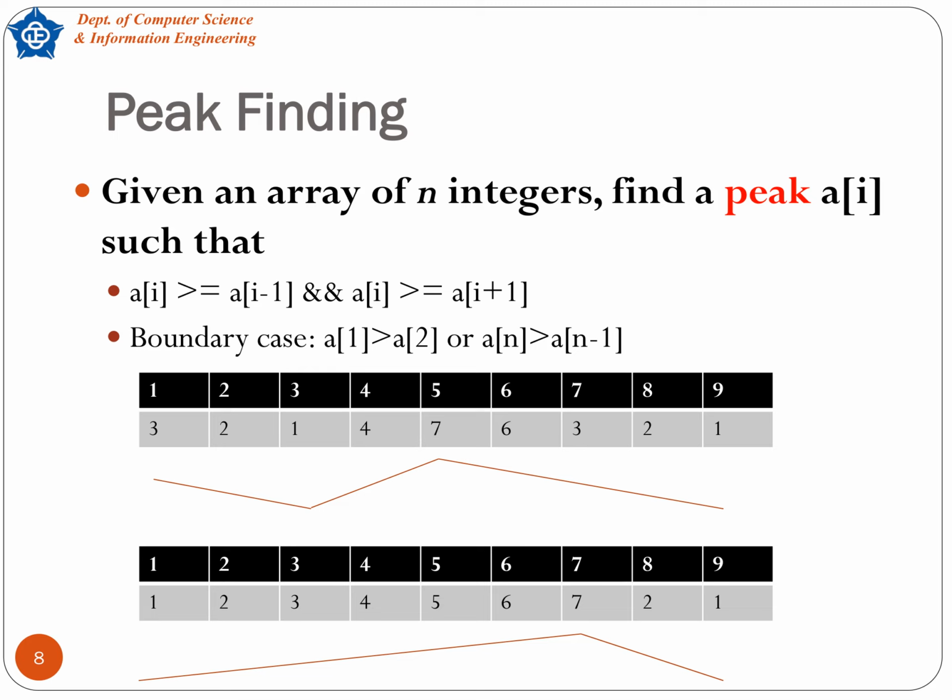Take our first example, an array of length 9. It starts at 3, dips down to 1, then climbs to 4, and up to 7 at position 5 before sliding back down to 1. That 7 is our peak, since it's larger than the 4 on its left and the 6 on its right. In the second example, the values rise steadily from 1 up to 7 at index 7, then fall back to 1. Again, the highest point, 7, is a valid peak because it dominates its immediate neighbors.